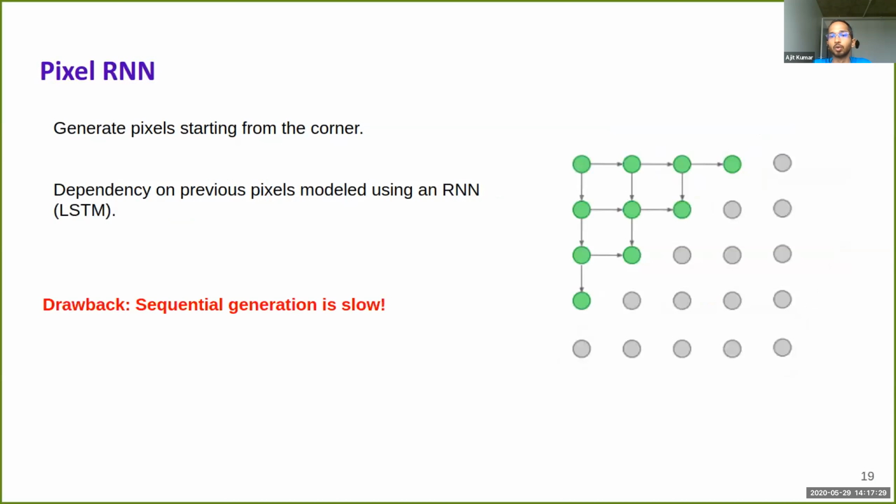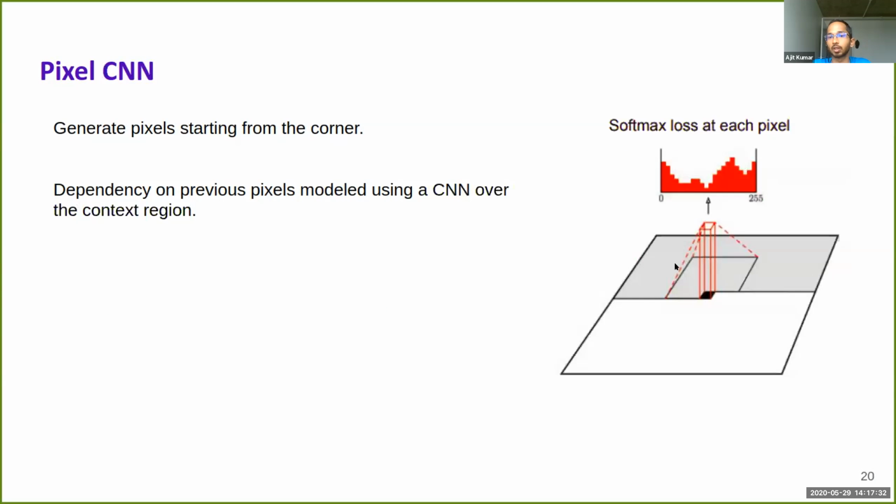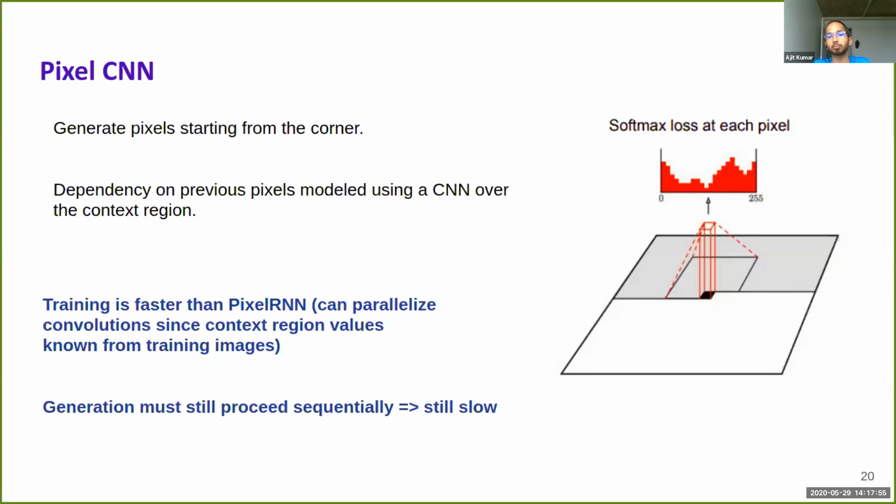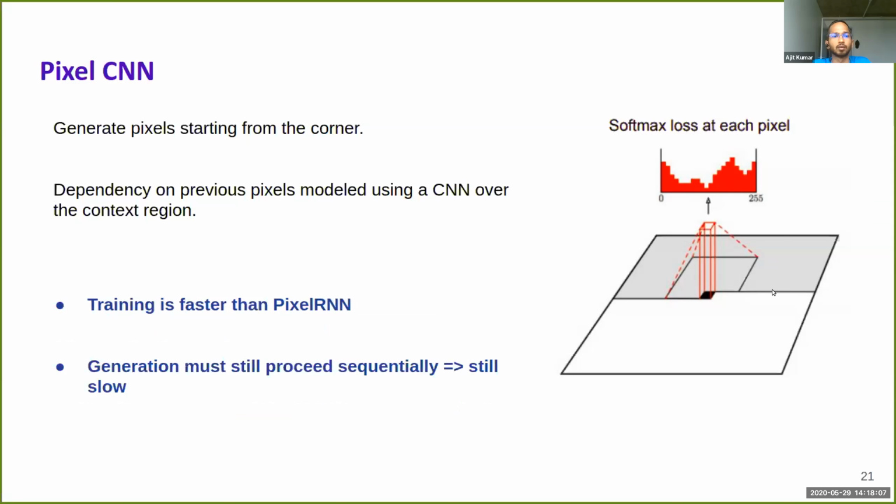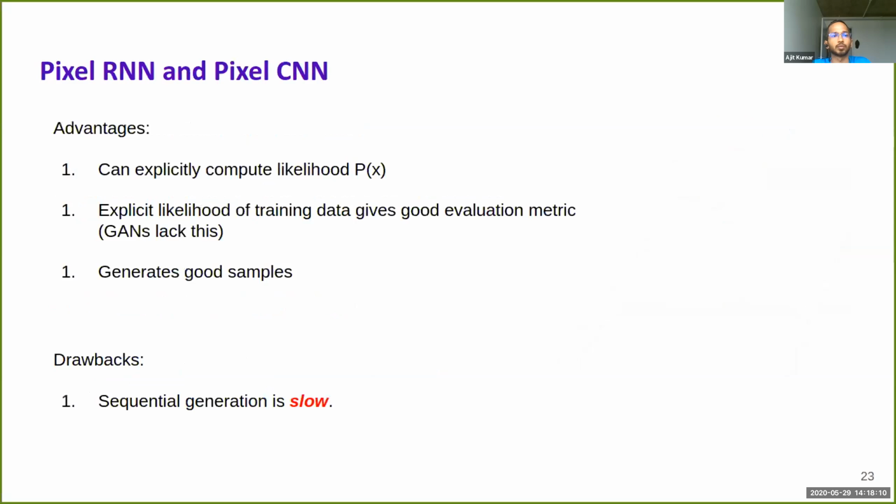And instead of RNNs, we can do it with CNNs as well, where we give the context region of the image generated until now, and we want to find out the probability distribution for this pixel as to what it could be, and then we can sample from this, generate this pixel value, and go on. This is a little improvement over RNNs, because we only need a context region and we can essentially parallelize this, but the generation is still slow because we have to generate it pixel by pixel.